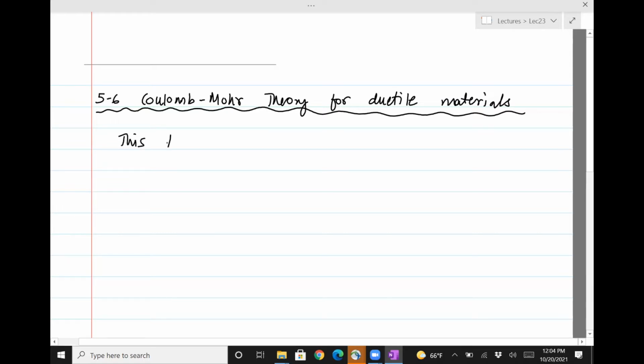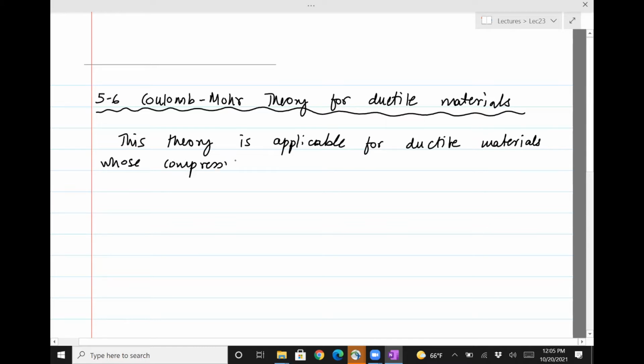So this theory is applicable for ductile materials whose compressive and tensile strengths are different. One way this will manifest is you'll be given different strengths, and then you'll know that it's the theory to apply.